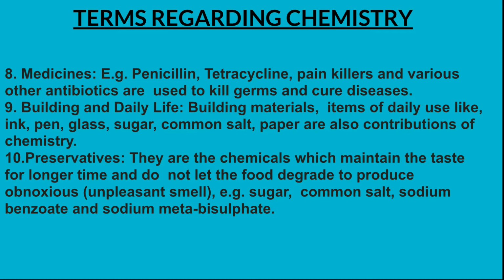Now, preservatives are the chemicals which maintain the taste for a long time and do not let the food degrade to produce an obnoxious, unpleasant smell. When the food becomes stale, we get an unpleasant smell. That can be prevented by using preservatives. For example, sugar. When we are making pickles, we can use common salt without giving water to it, or we can use sugar. If it is a sweet pickle, then we can use sugar.